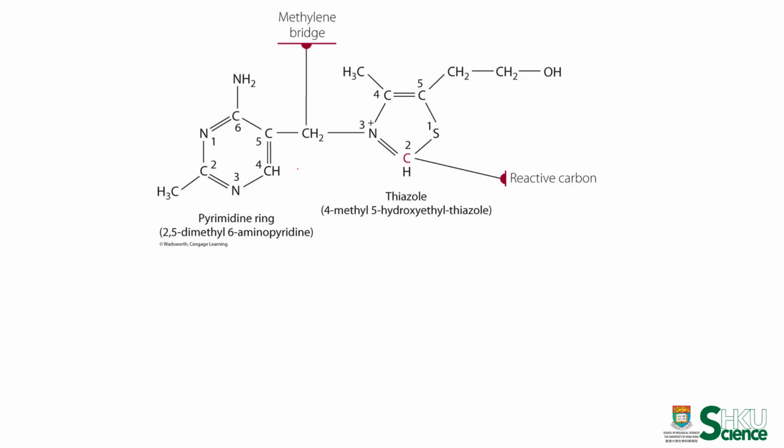Now, this is the structure of thiamine, and you are not expected to be able to draw this molecule in the exam or midterm quiz. What you should remember is that, number one, there is a reactive carbon on the thiazole part of thiamine. Number two, it has a pyrimidine ring, and the two parts are joined together by a methylene bridge. These are the three things you need to remember, because these are the things that make thiamine active. Without any one of these, this is not thiamine, regardless of how similar the structure is.